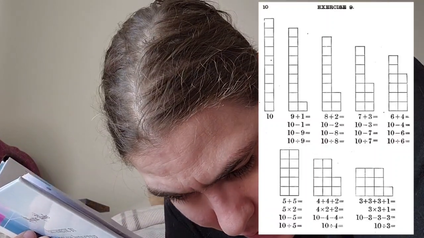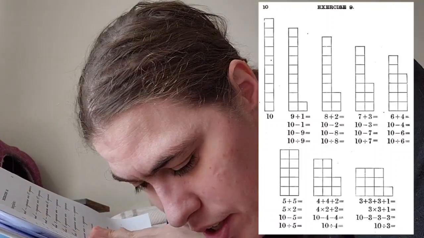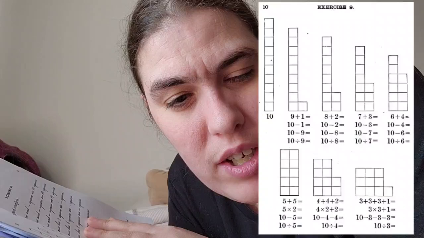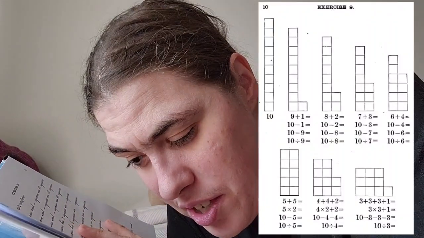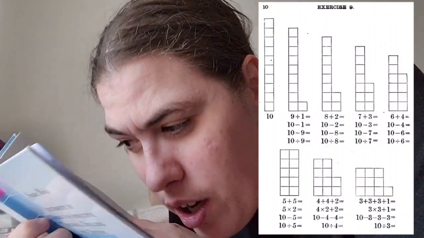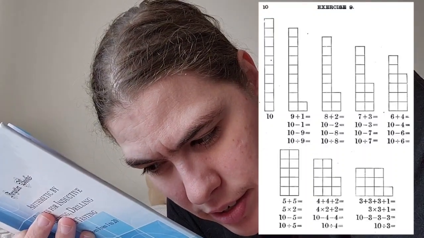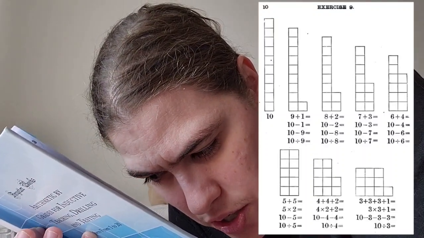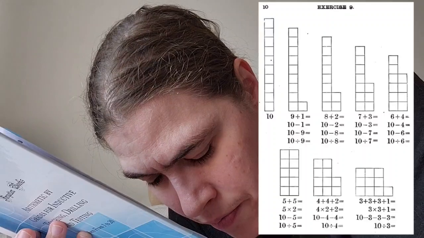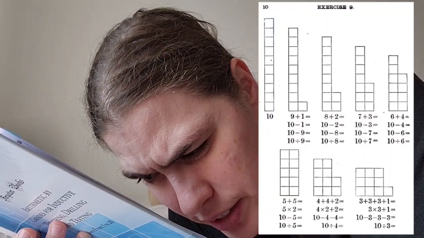Exercise 9 deals with the number 10. I'm sure exercise 10 is going to deal with 10 too, whatever one we're on. Okay, so number 10, and then we have 9 and 1 are 10. 10 less 1 is 9.